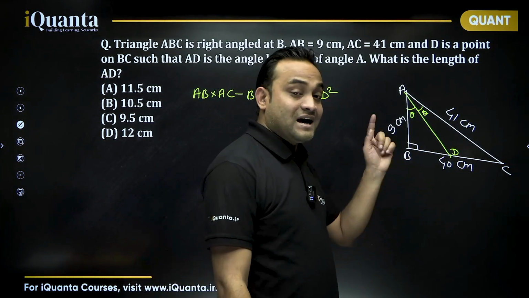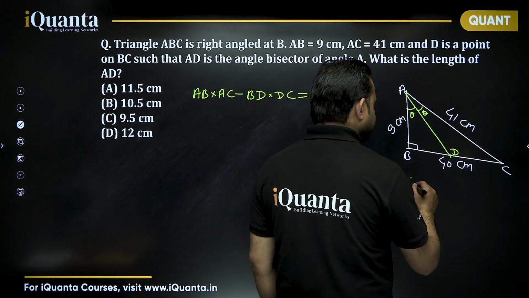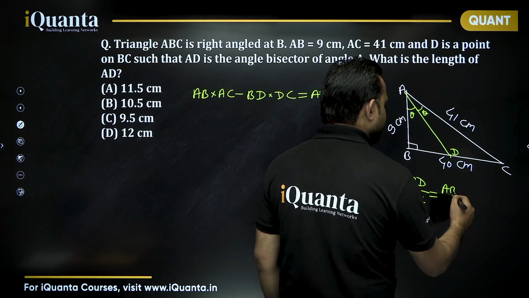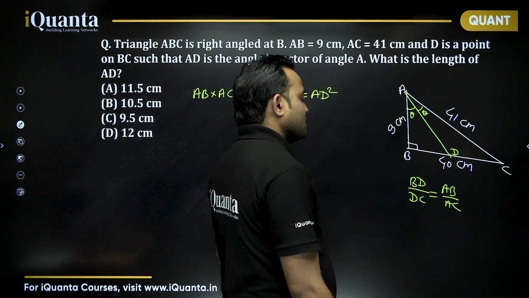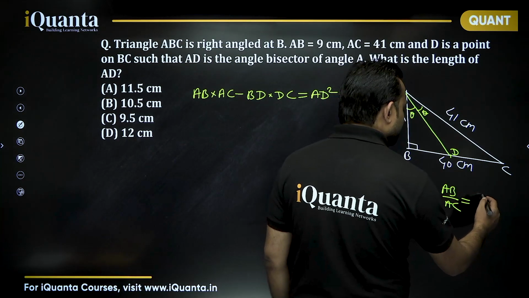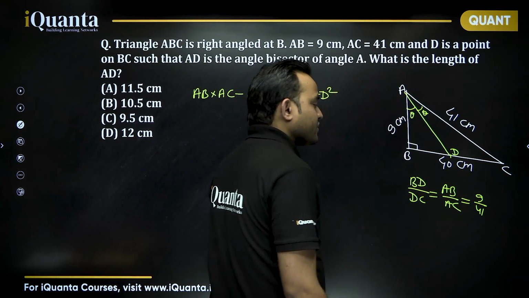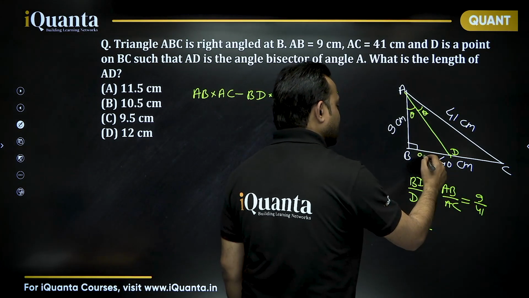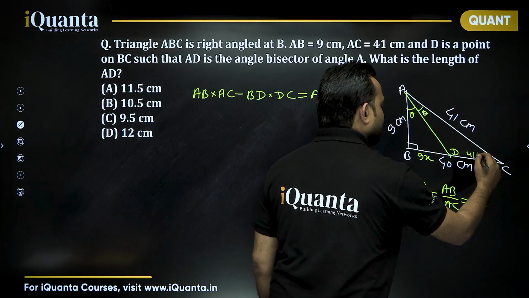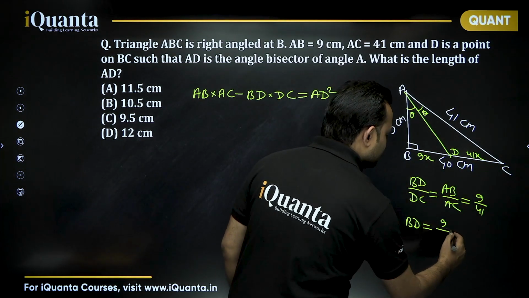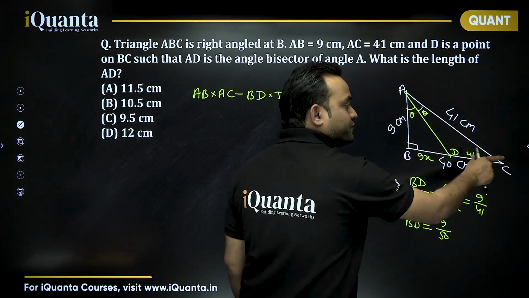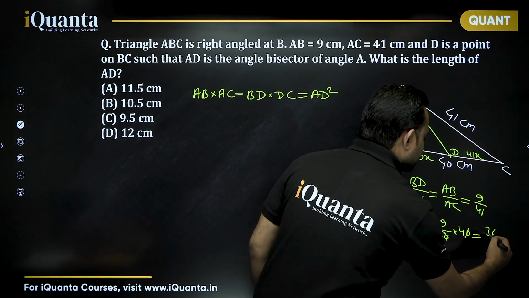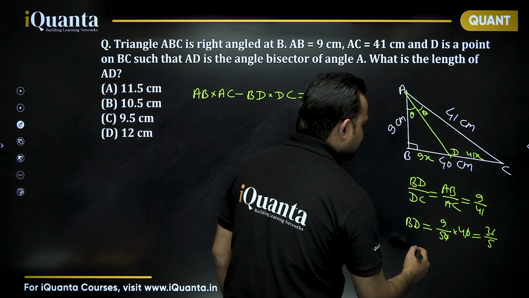There is another angle bisector theorem which says that BD upon DC is equal to AB upon AC, which is equal to 9 upon 41. So what can we say about BD? What will be the length of BD? If this is 9x, then this should be 41x. So BD is 9 parts out of 50 into 40. So this is equal to 36 upon 5. What will be the length of DC?